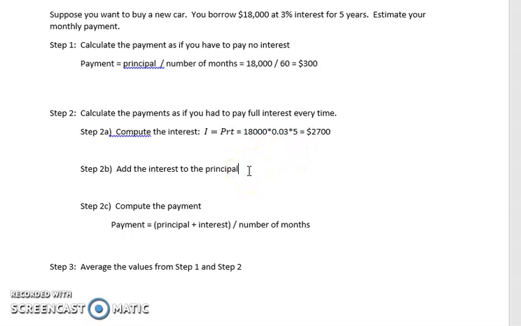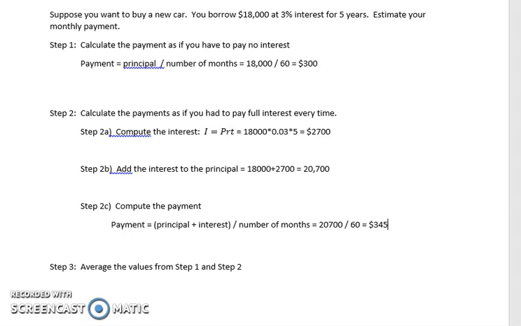Now, we take that interest and we add it to the principal. So that would be 18,000 plus 2,700, which is 20,700. So instead of borrowing 18,000, now we consider that we had to pay full interest all the time. So really we're borrowing 20,700. So now we compute our payment for that. So that's 20,700 divided by 60 payments, which is $345.